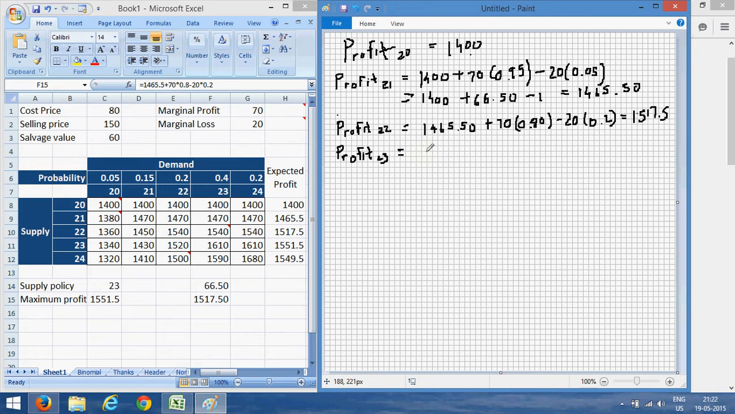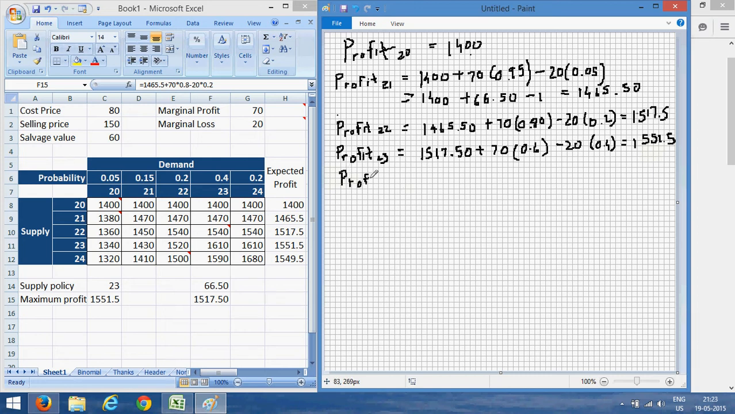I'll get profit from 23 as 1517.50, which is the value from here, plus $70. The probability that I'll sell 23 is 0.4 and 0.2. Whenever demand is equal to or greater than 23, I'll sell it. So this is 0.6 minus 20, and the probability of not selling is 0.4, which if you calculate will be 1551.5. Wonderful. So long as the profit keeps on increasing, 1465 to 1517 increased, 1551 increased, I'll keep on trying to increase my stock.